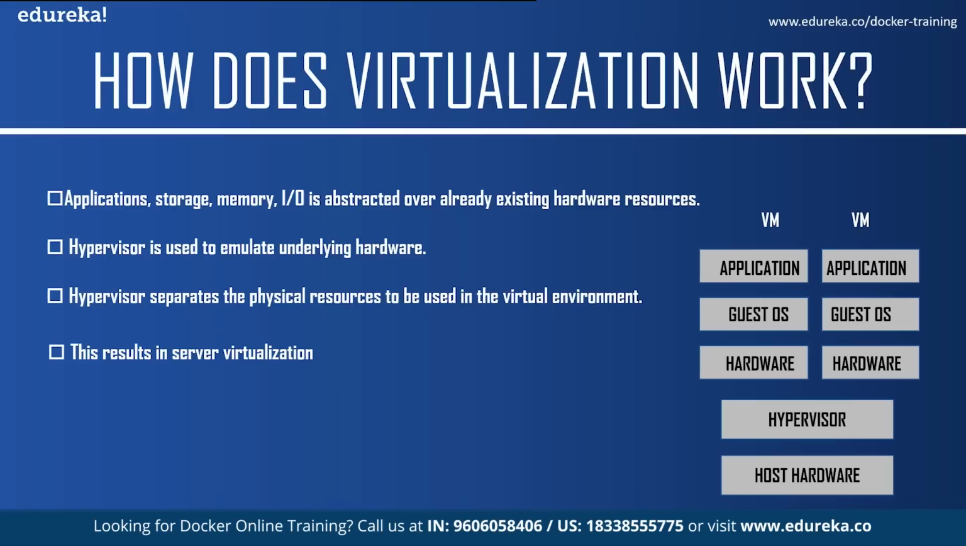Here we can see the architecture for the hypervisor. Right at the bottom, we have the host hardware, the physical hardware that is present. On top of that, we have the hypervisor, which emulates the underlying hardware in the host hardware to the virtual environment. Then we see the emulated hardware on top of that, and the guest OS, which is the emulated operating system, and the applications that run on it. That is basically called a virtual machine.